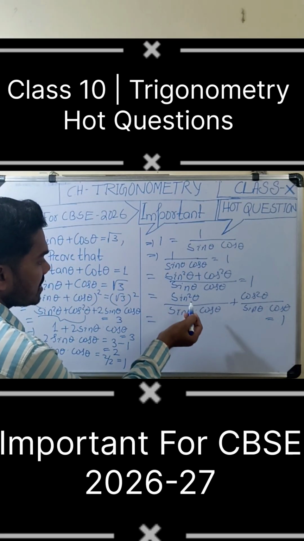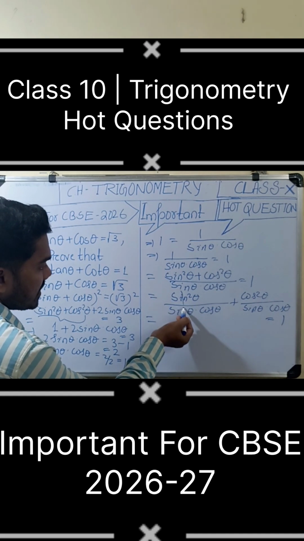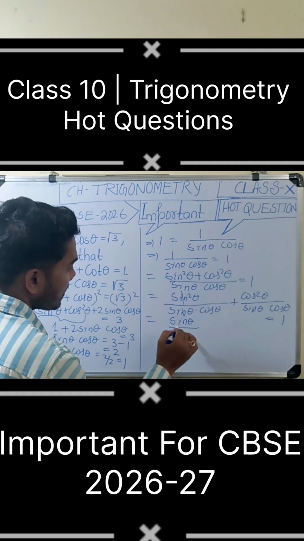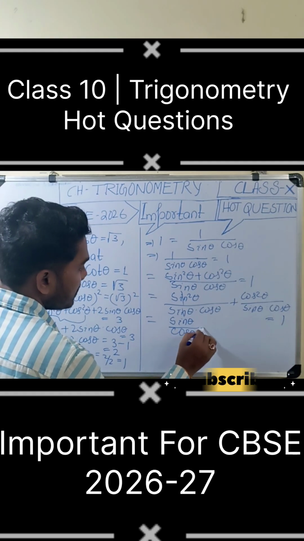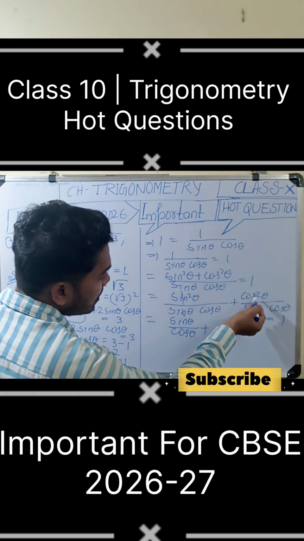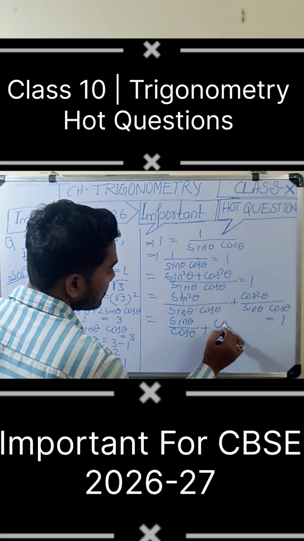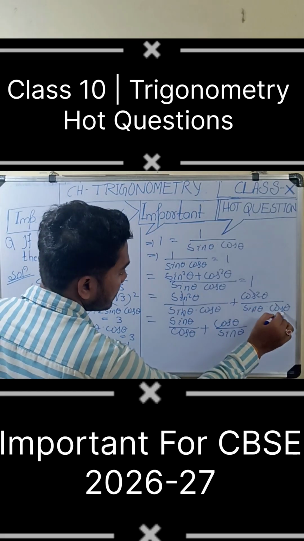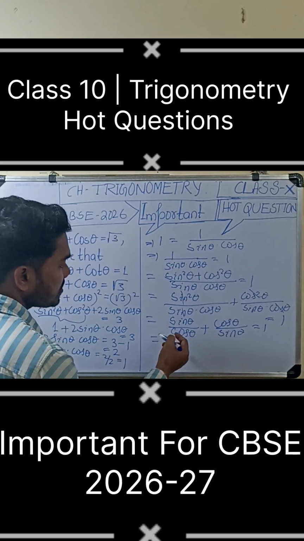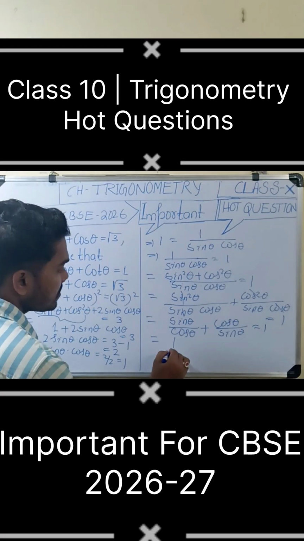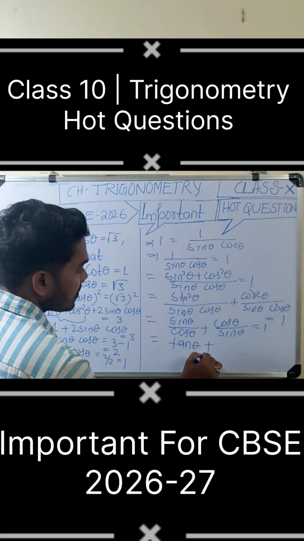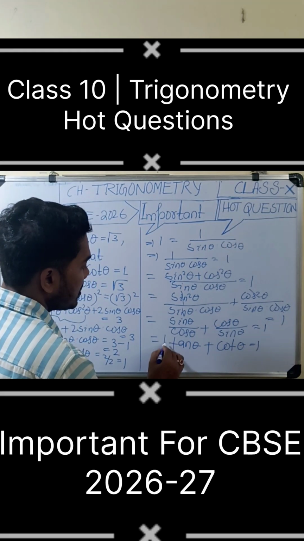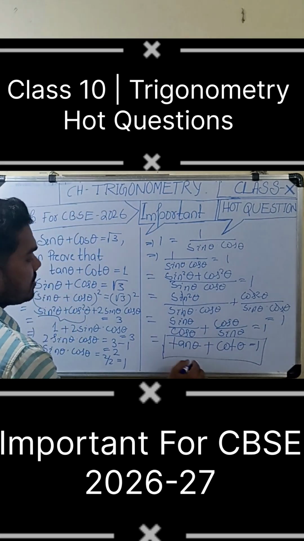Here, students, in sin square theta, one sin will get cancelled out, and only sin theta by cos theta will be left, plus here also one cos theta will be cancelled, and it will be left cos theta by sin theta. Okay, this is equal to 1. You know, students, sin theta by cos theta is equal to tan theta, plus cos theta by sin theta is equal to cot theta, is equal to 1. So this is the correct answer and which is proved.